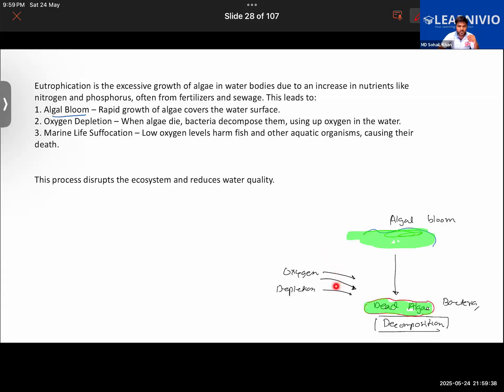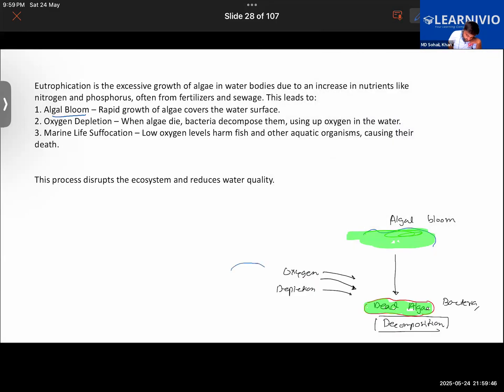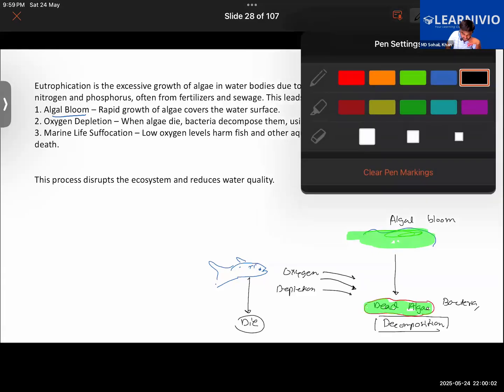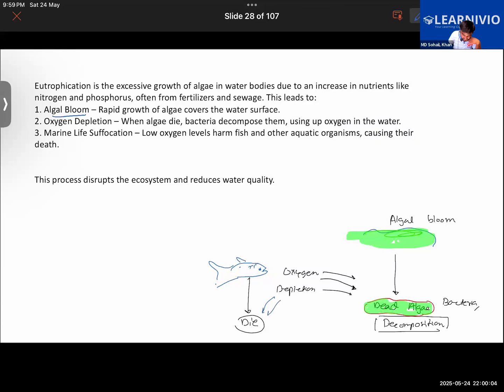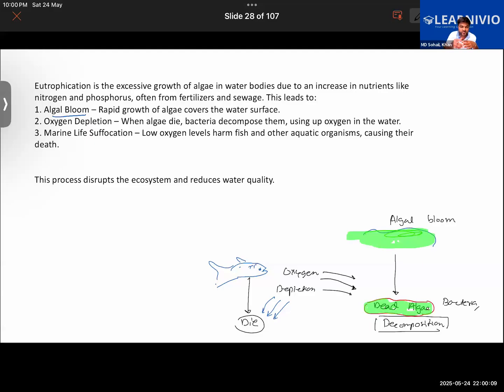Okay. Now, as the amount of oxygen present in the water body decreases, what about the fishes? Will it be comfortable for them? Obviously, no. Since the oxygen level starts to deplete, the fishes will also start to die further. Now, in their decomposition also, oxygen will be taken up further. So all of this will lead to a very low level of oxygen in the water body, right?